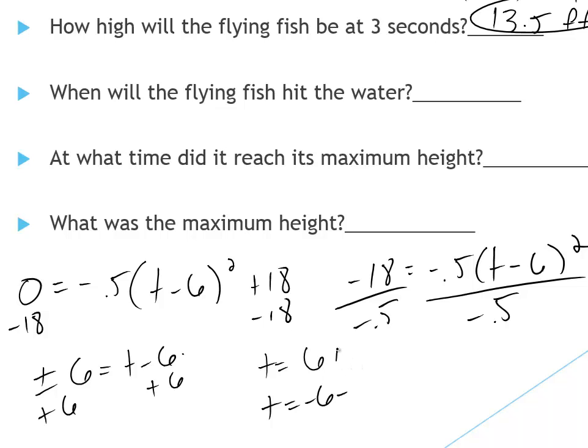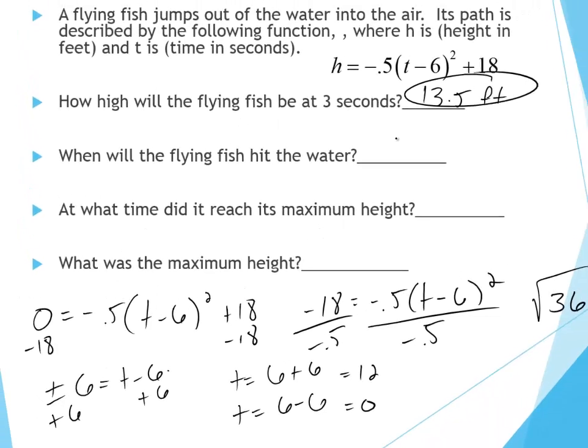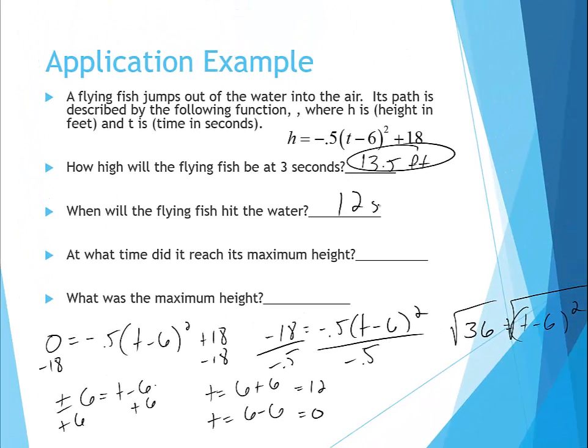We'll have 6 plus 6, and then 6 minus 6. There we go. So 6 plus 6 is 12. 6 minus 6 is 0. So we already know one of those is going to be when he's first jumping out of the water. And the other number is when he's hitting the water. So if at time 0 he's jumping out of the water, then obviously at time 12 is when he hits the water. So 12 seconds goes there.